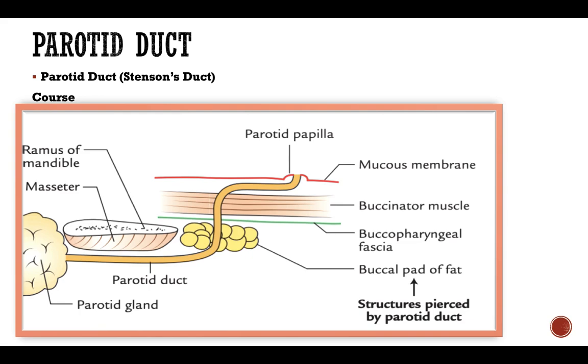The parotid duct and its course is a very important 3-mark question, or I think even a 5-mark question. The parotid duct is also called Stenson's duct. Stenson is the scientist who discovered it, so it's named after him. For the course of the parotid duct, I just want you to concentrate on this diagram. I have not put anything in words, so just follow as I say.